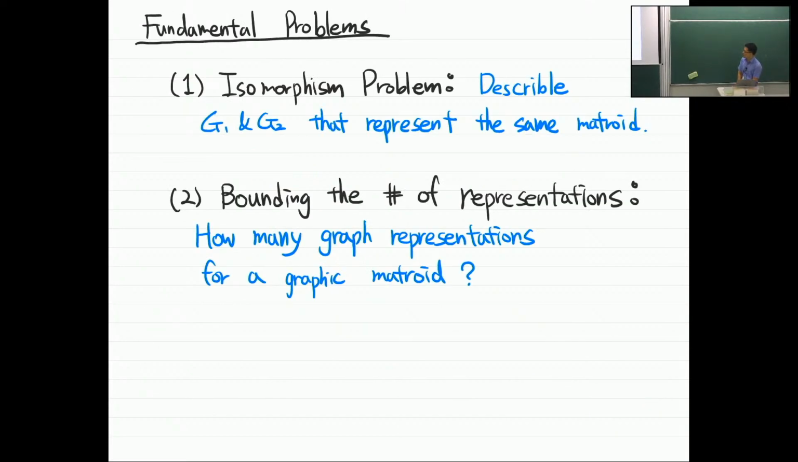And when a class of matroids has graphical representations, two fundamental problems arise naturally. The first problem is called the isomorphism problem. We want to describe the relationship between two graphs that represent the same matroid. And the second problem is called bounding the number of representations. We want to know how many graph representations a graphic matroid has.